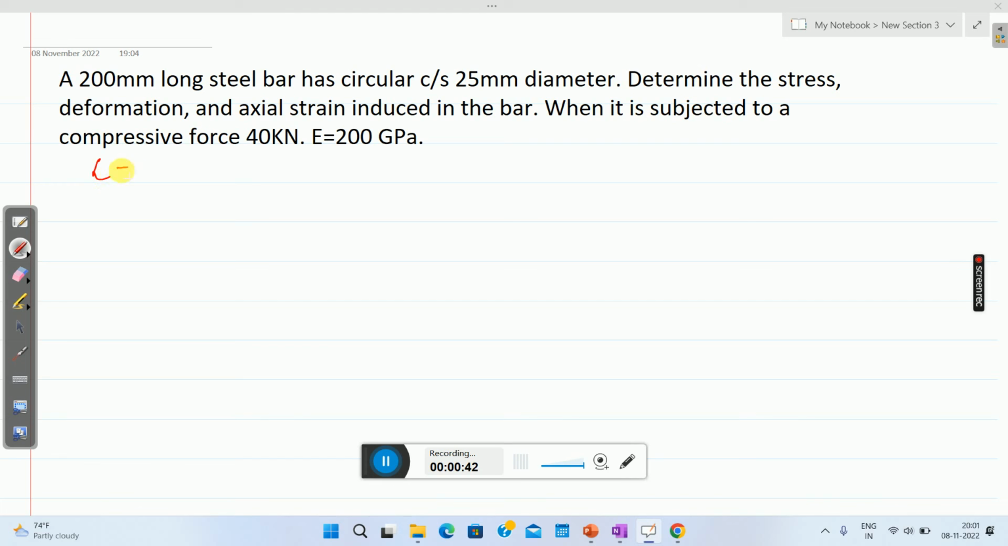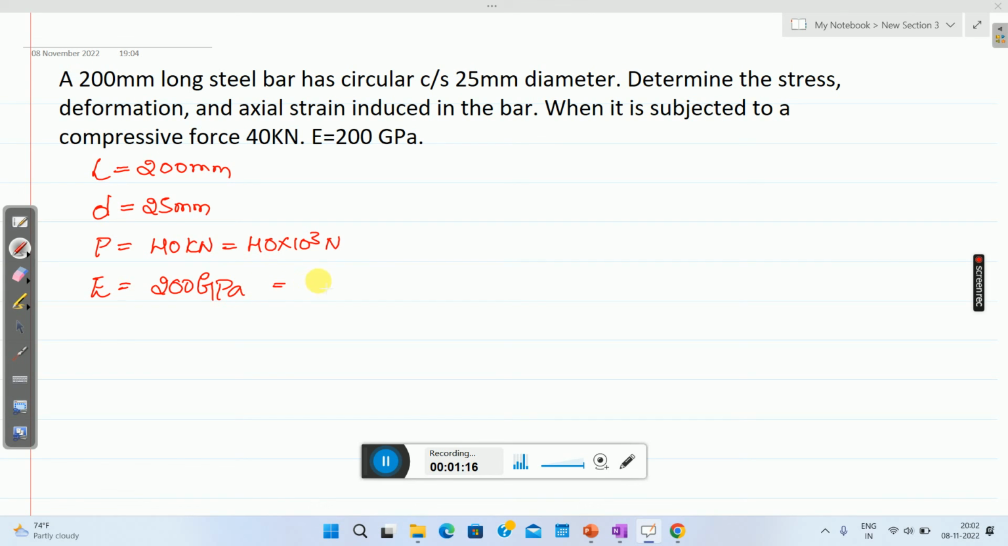So here length of the rod is 200 millimeter and the diameter of the rod is 25 millimeter. So load acting on the bar is 40 kilonewton. So it can be written as 40 into 10 raised to 3 Newton. So Young's modulus 200 GPa.